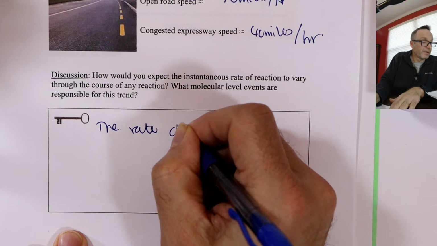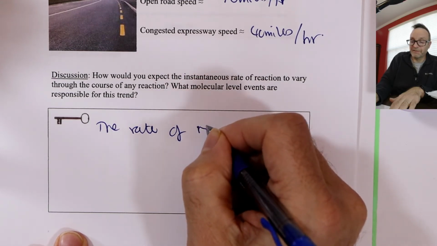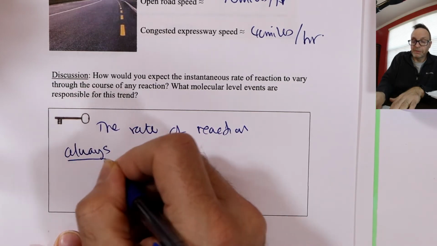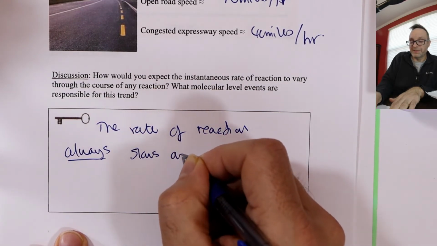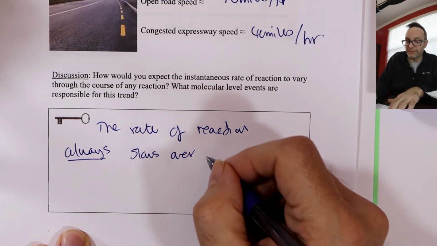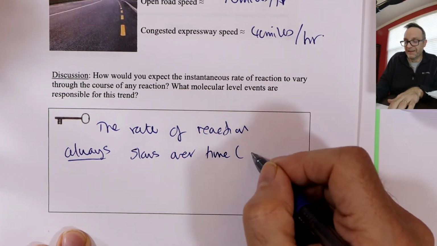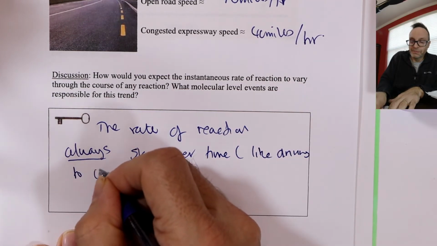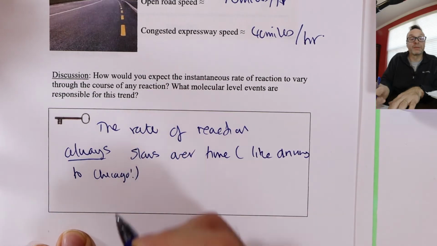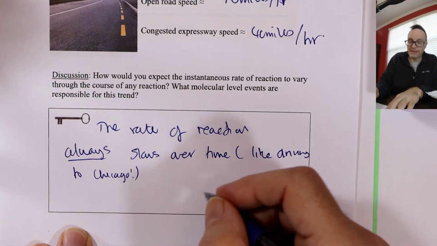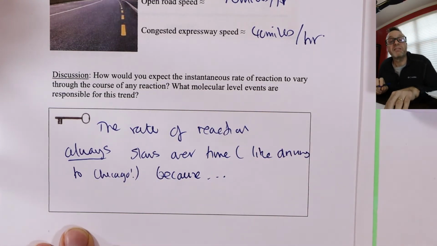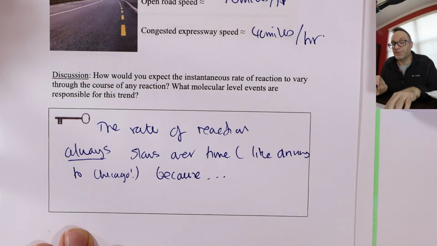So let's write that down. The rate of reaction always slows, this is assuming we're at a fixed temperature, right? Over time, like driving to Chicago. So the analogy is a good one, right? Why don't you fill in the rest, and I'll write mine in a second. The rate of reaction always slows over time, just like driving to Chicago.